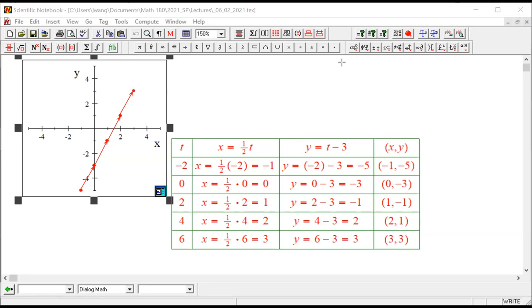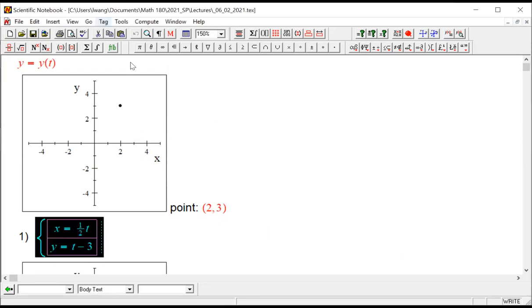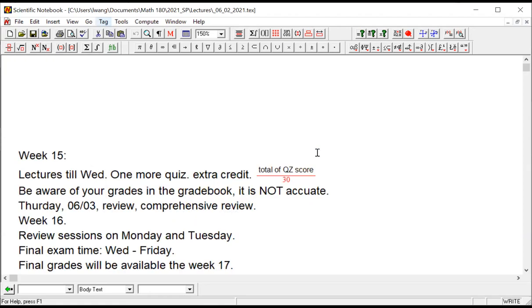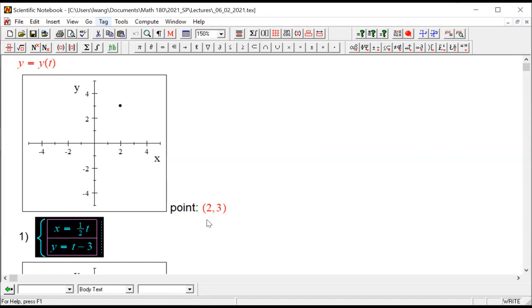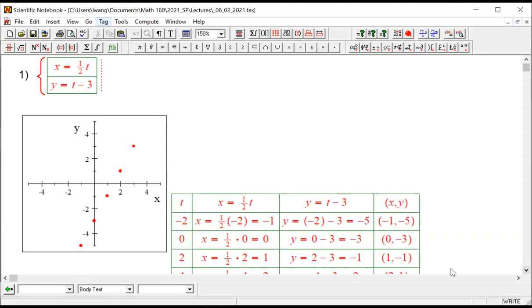Okay, so I want to show you something here. How do we combine these two and get rid of t to see what we get? Can we get that? The answer is yes, in this case, right?